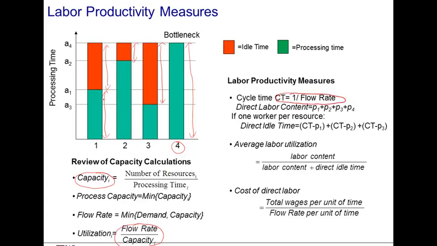The cycle time is simply 1 over the flow rate. The cycle time is like measuring at the end of the process how much time passes between the completion of 2 subsequent units. For example, I might say that this process is operating on a 115-second cycle. That means that there is a process unit leaving every 115 seconds.